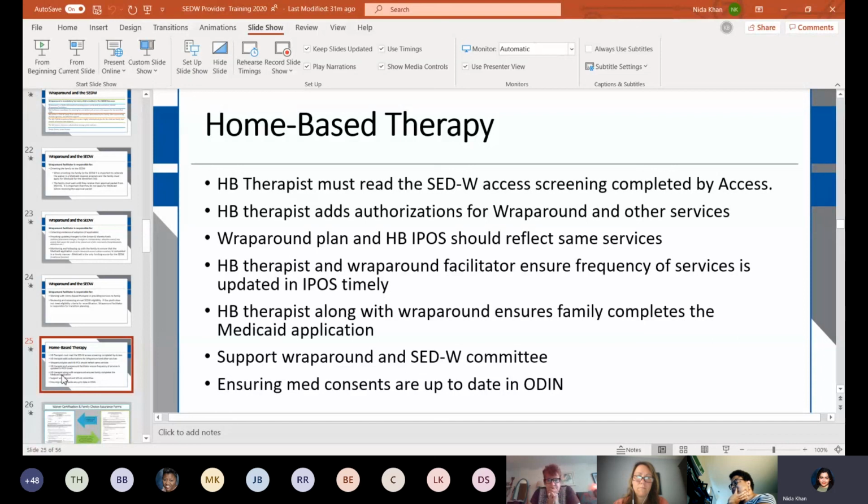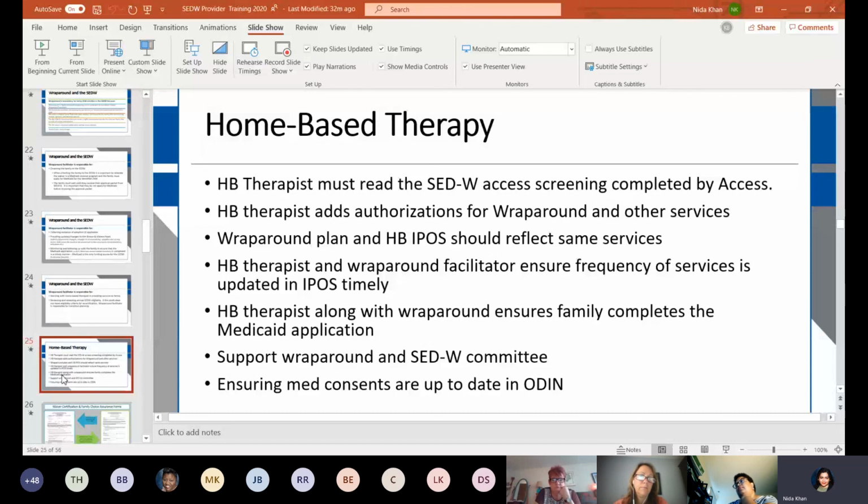The wraparound plan and the home-based IPOS should reflect the same services, as I mentioned earlier. And one of the things that Cassandra, you can feel free to speak about as well, or even Marissa, one of the other things that we got cited on was that when a wraparound facilitator, let's say, is meeting a family every other week, and then the family starts doing well and they're seeing gains, so they end up only seeing the family, let's say, once a month, but the home-based IPOS will have a wraparound goal that states that the frequency is going to be every other week and it hasn't been updated to once a month.